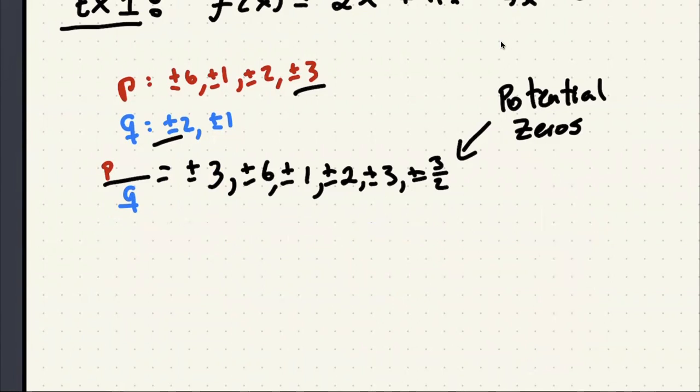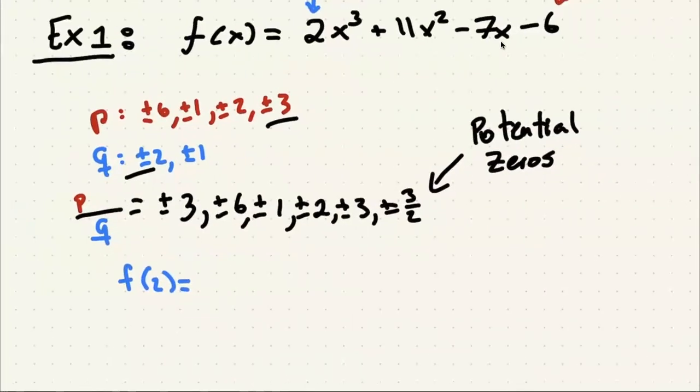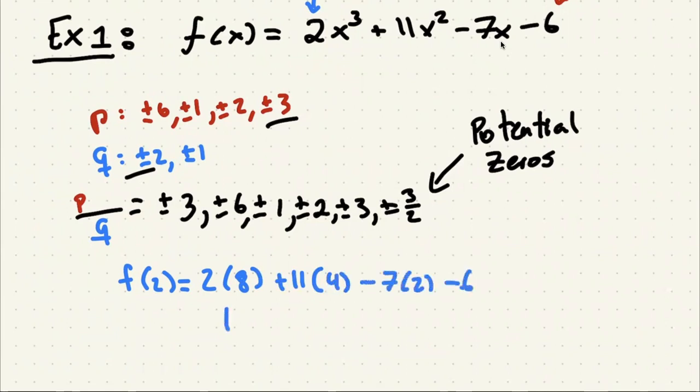To determine if something is a zero, let's just go ahead and try a number. I'm going to try positive 2. If this works, I hope it works, but we'll see. We're going to have 2 times 8 plus 11 times 4 minus 7 times 2 minus 6, 16 plus 44. No, that's already going to be minus 14. No, that's not going to work.